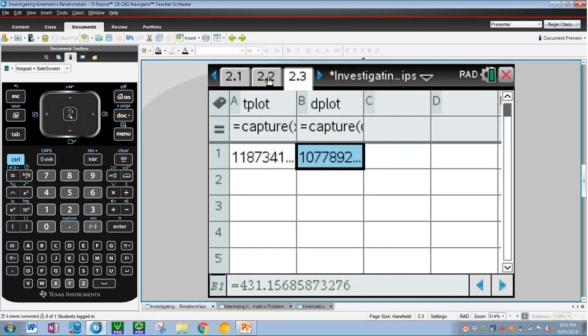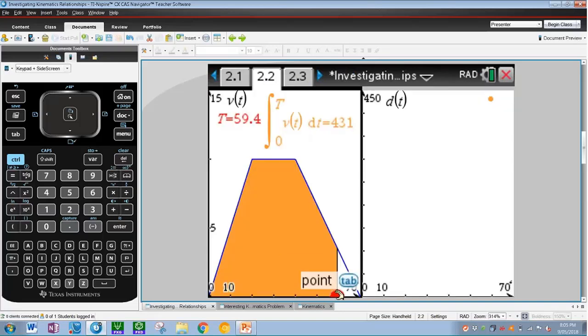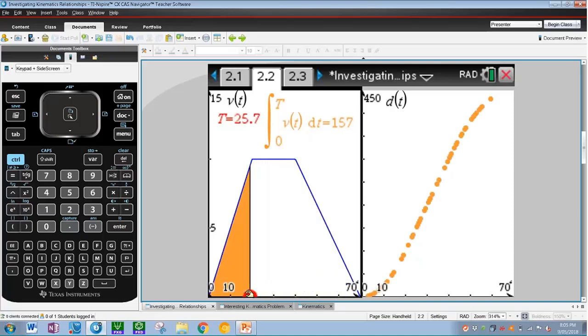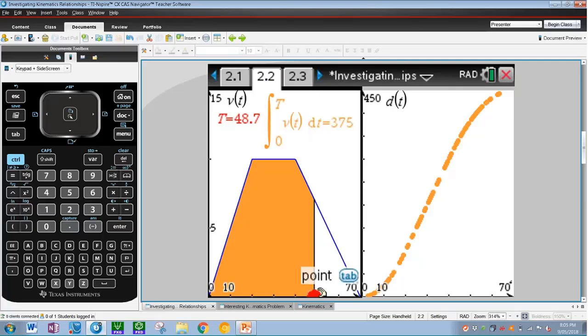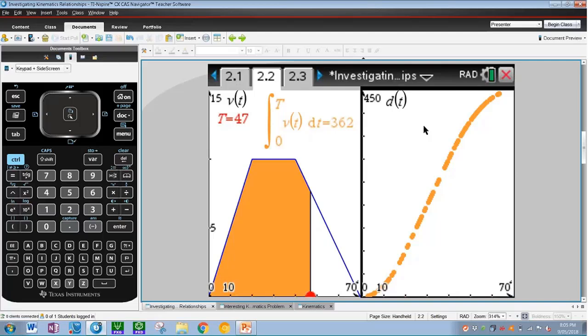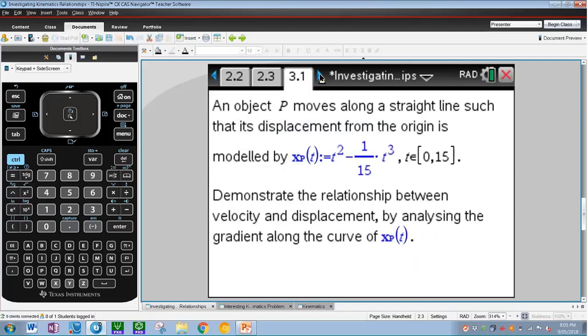As I move this point left and right, each point I move it to creates a new t value and a new displacement value. So when I move it left and right, it populates this table with every single data point. And as it's populating the table, it creates this graph. It's a really strong visual aid to help students identify the relationship between a velocity time graph and the displacement time graph that it creates. So I really like that. It's really nice.